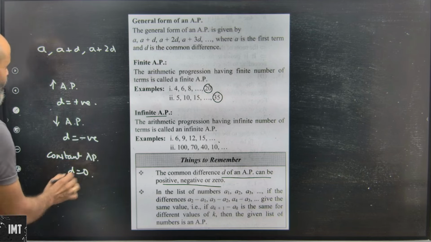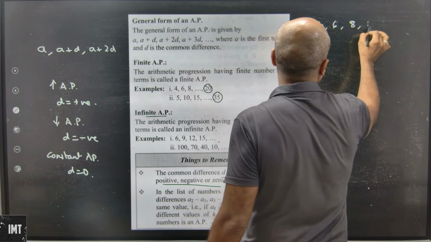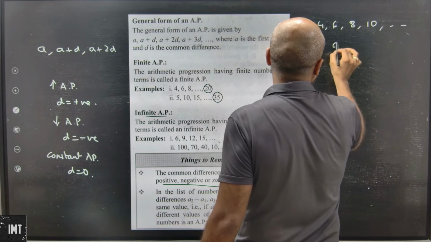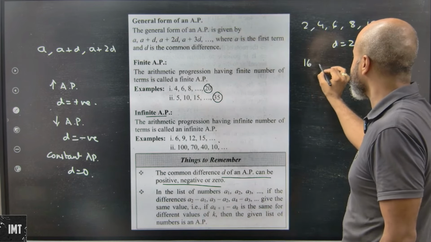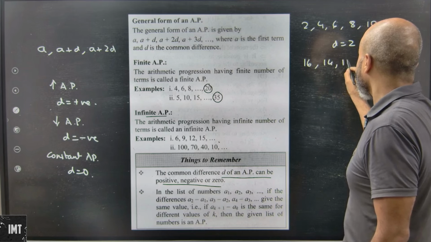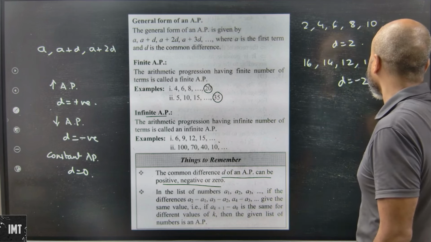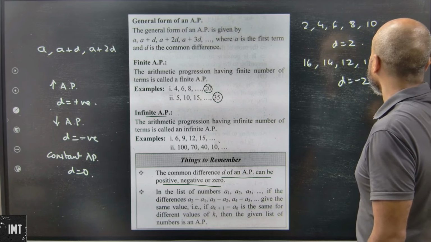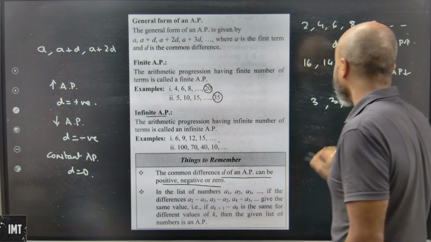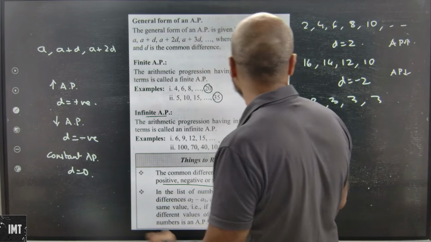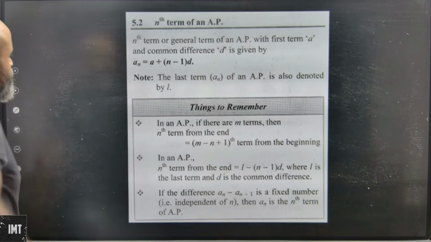So let's say if we have an increasing AP, 2, 4, 6, 8, 10, here the common difference we know is positive, that is 2. If we have a decreasing AP, let's say 16, then 14, 12, 10, here we know the common difference is -2 because this is a decreasing AP. For example, if we have a series 3, 3, 3, 3, this is also an AP because the common difference here is 0. All right. Let's move ahead.